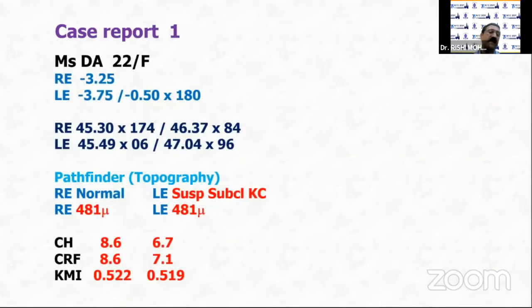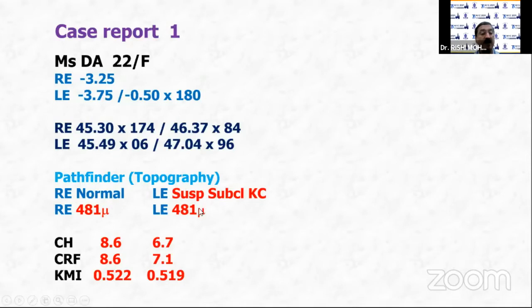So let's look at a case report. Here's a patient who's 22 years of age. She has about a 3.25 diopter refractive error. The only thing here was the 47 K on the left eye, which was slightly outside the range, which should have made us look at this more carefully. A topography suggested that there may be a suspicion of a subclinical keratoconus on the left eye.